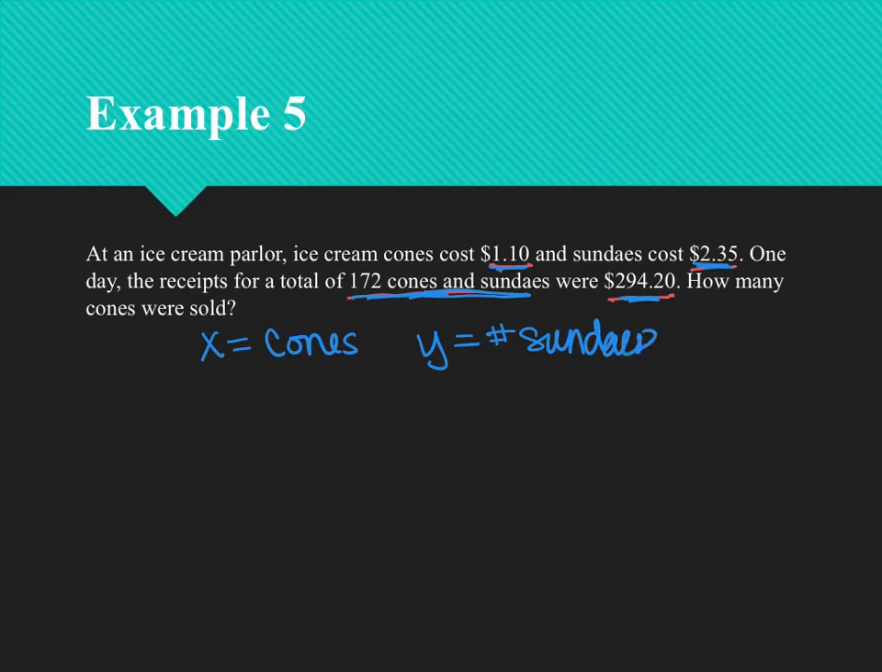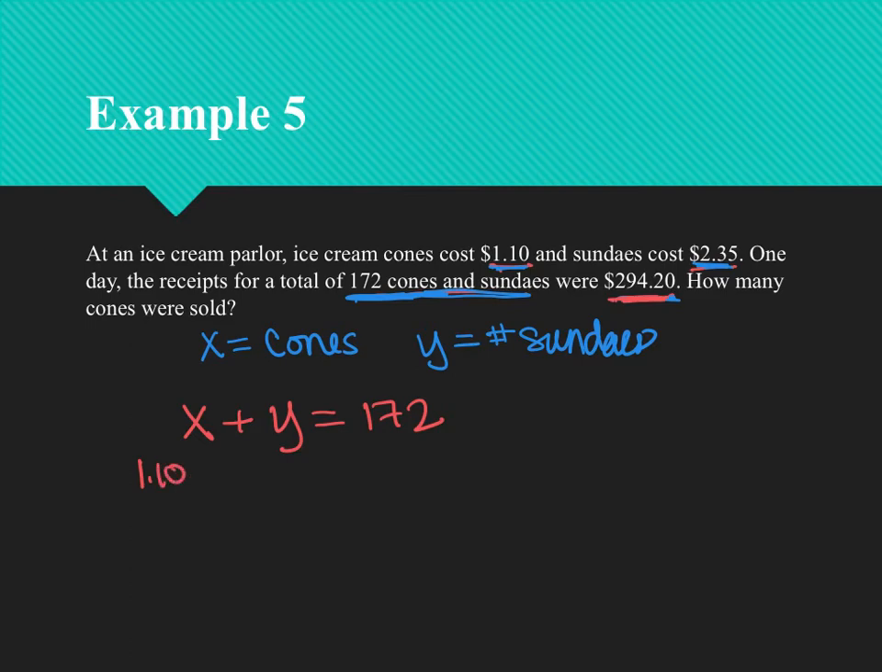Okay, so now I'm going to take the information that I'm given with my totals, because 172 is a total and $294.20 is a total, and I'm going to write them in an equation. So if I take the number of cones and add it to the number of sundaes, that gives me x plus y. This is going to give me the total number of cones and sundaes that were sold, or my 172. Now the next thing we have is a total dollar amount. Well, to get a total dollar amount, you have to multiply the price times the number of cones and sundaes that were sold.